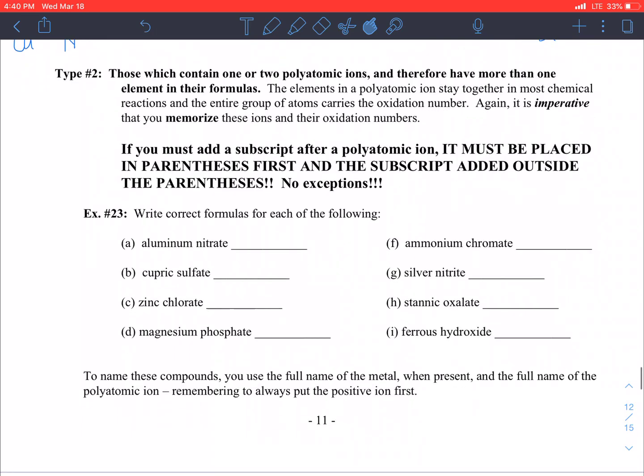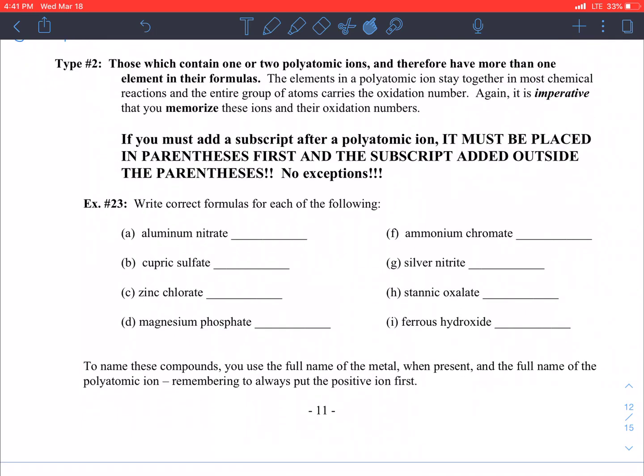Okay, so type 2 ionic compounds. The first ones were binary ionic. They either had a metal that only had one oxidation state or metals that had two. The ones that had two, you needed to use Roman numerals or the Latin version of those. Type 2 ionic compounds are going to be ones that contain one or two polyatomic ions and therefore have more than one element in their formula, or actually more than two elements in their formula.